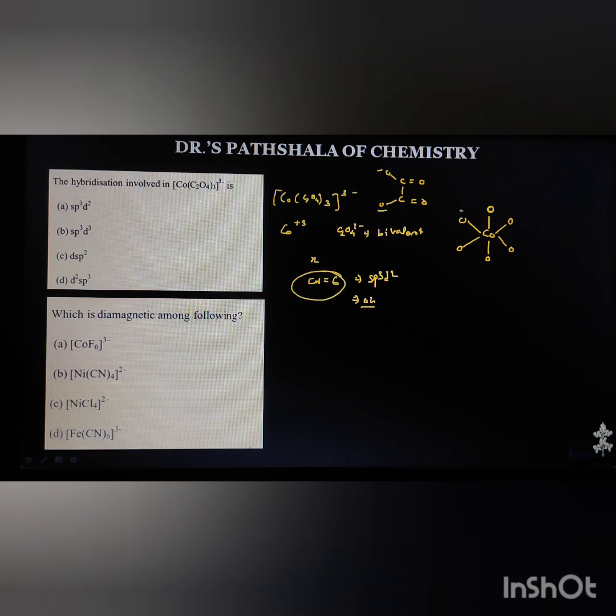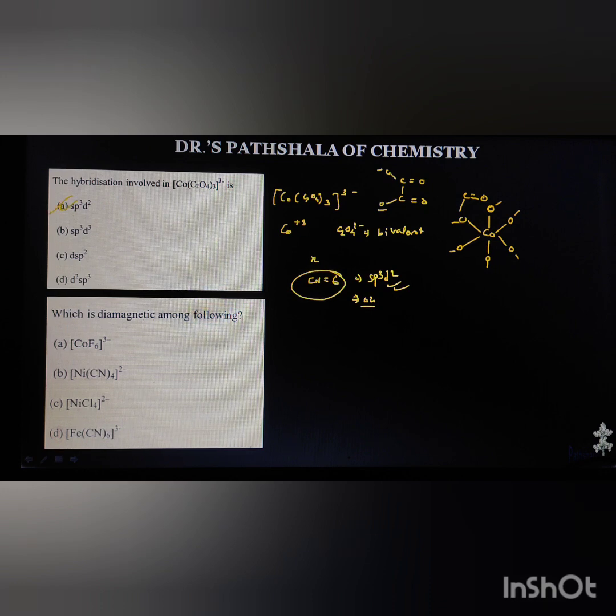So first of all, we have to bond with all these O. Then from this side, C double bond O, and like this. In this case the coordination number will be 6, that is, the hybridization is sp3d2 structure. So the answer will be sp3d2, that is option A. A will be the right answer.